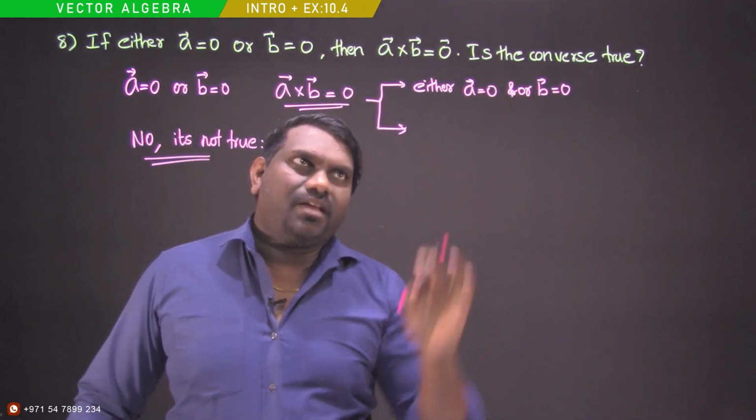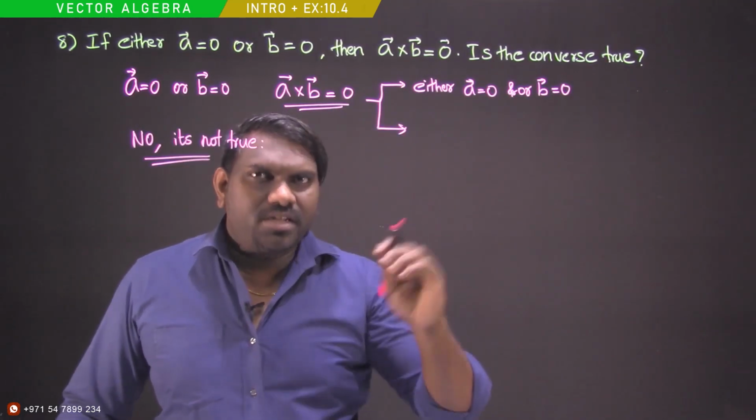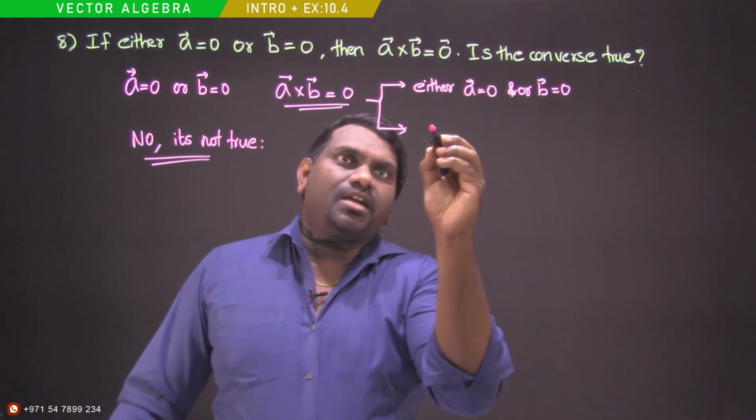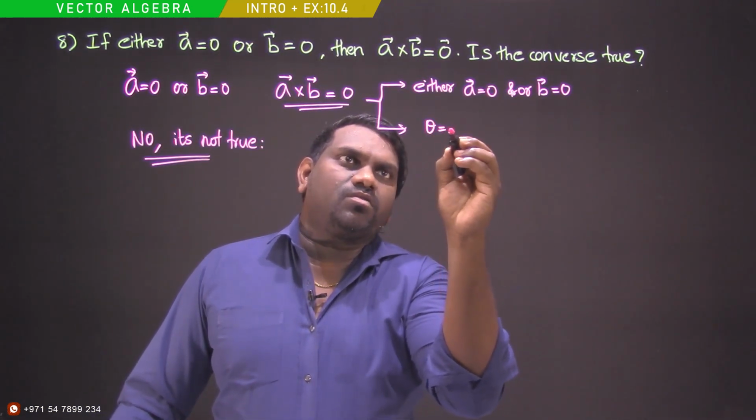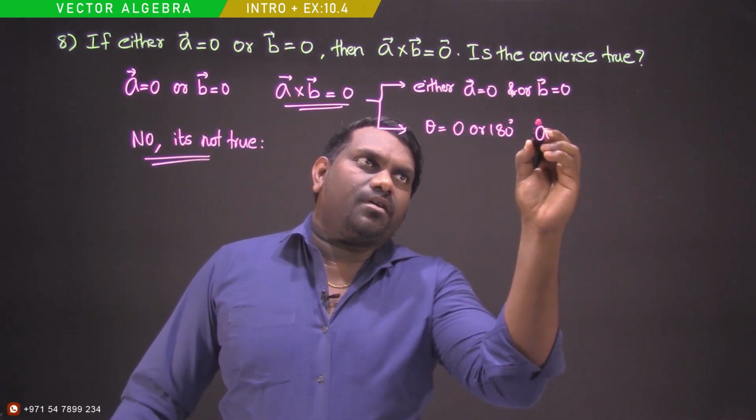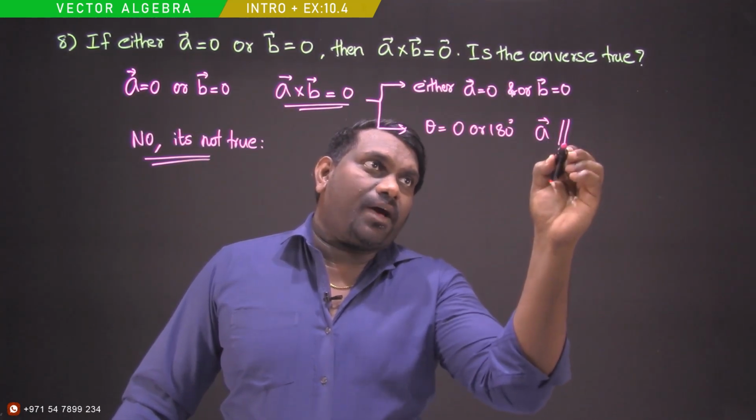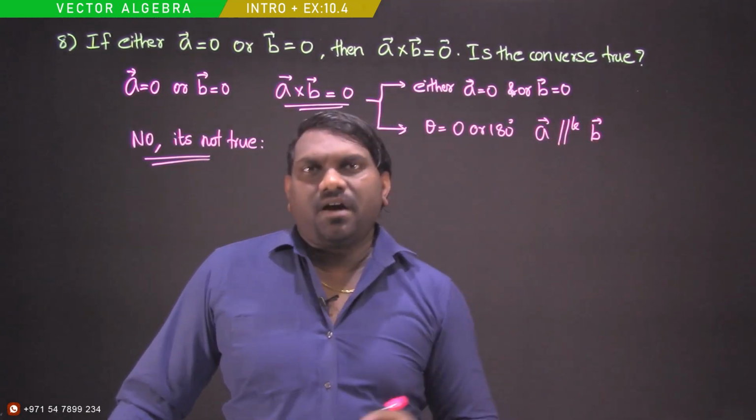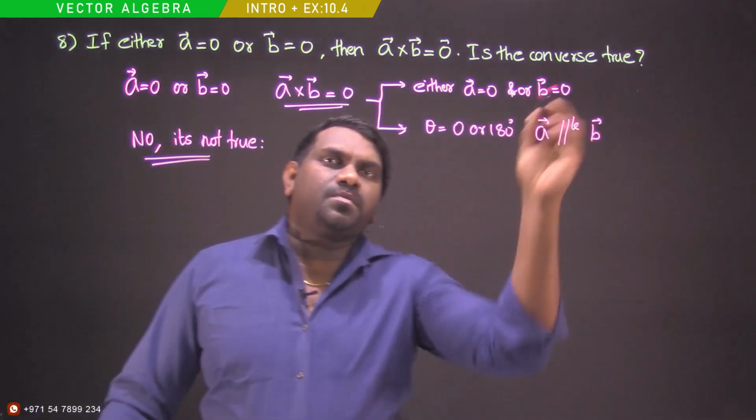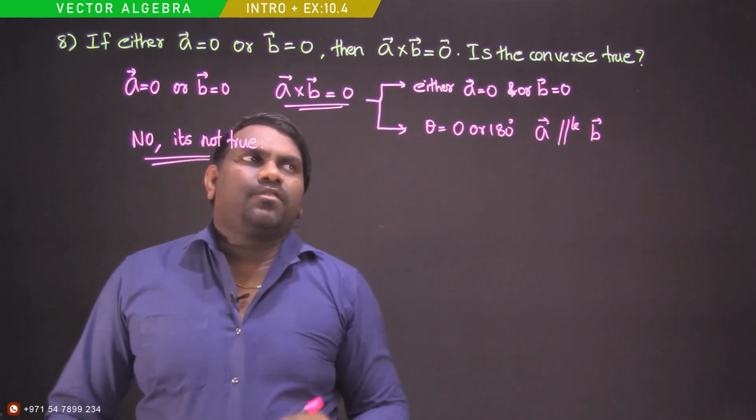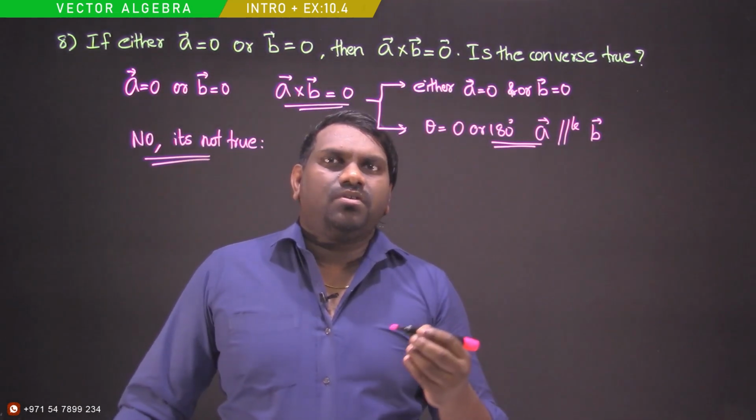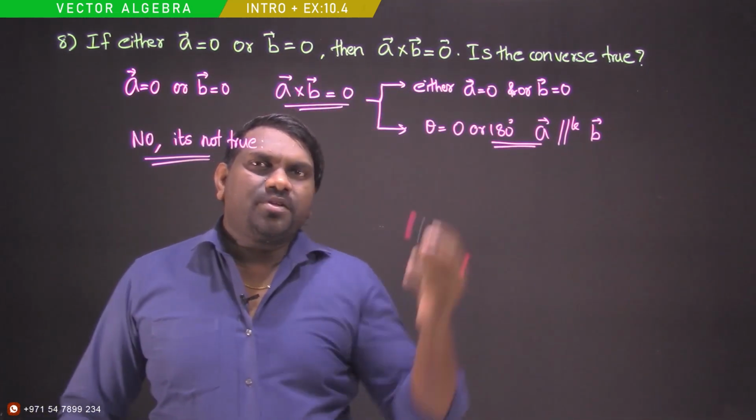If these two are 0, then this will surely be 0, 101%. But we also have a condition that if theta is equal to 0 or 180, that means if vector A is parallel to vector B, then this will again be 0, dear. So the converse, if I am going back and taking this condition, is not true. That means vector A and vector B need not be 0.